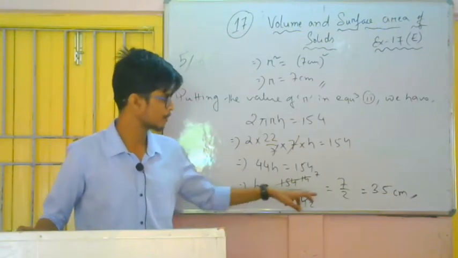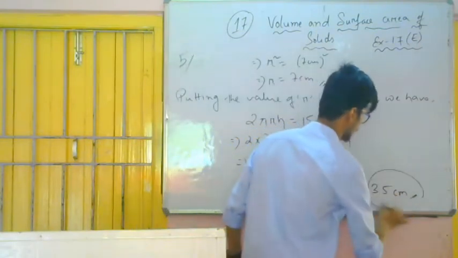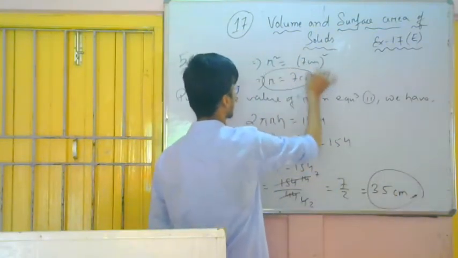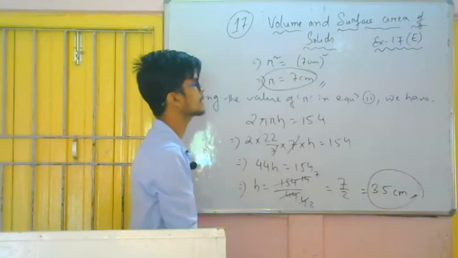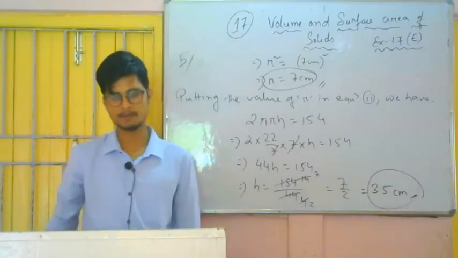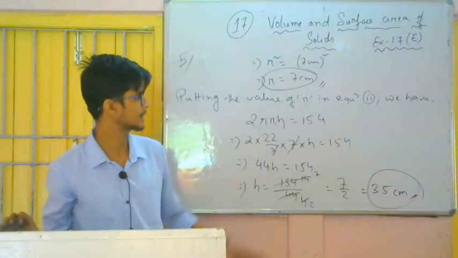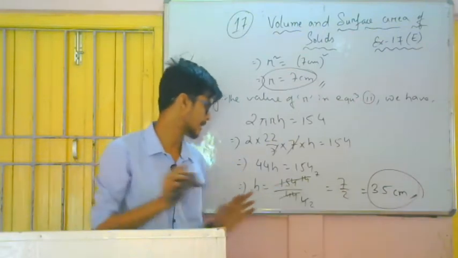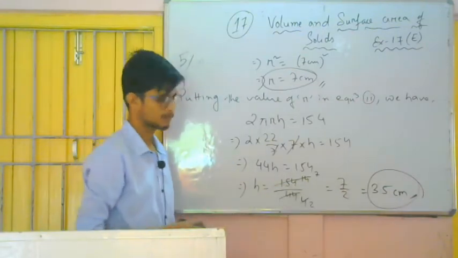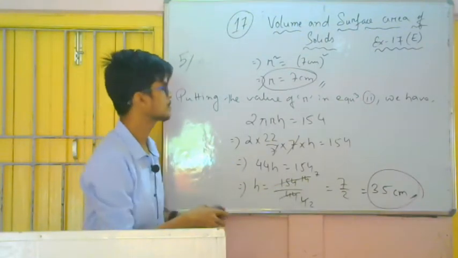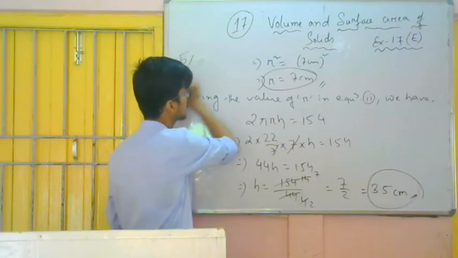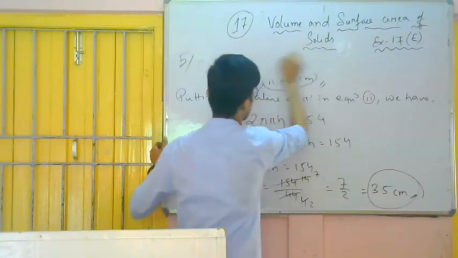So now we have got the height, we have got the radius also. Now I can easily calculate the volume. We know the formula of volume, it is pi r square h. The radius we know, and the height I have just now calculated. So I will put these values in the formula and easily find the volume of the cylinder.